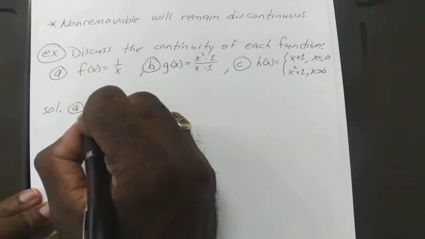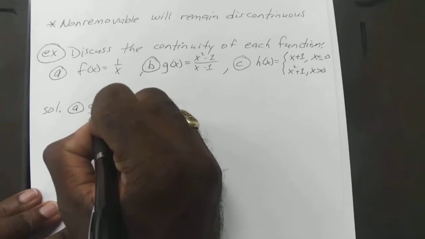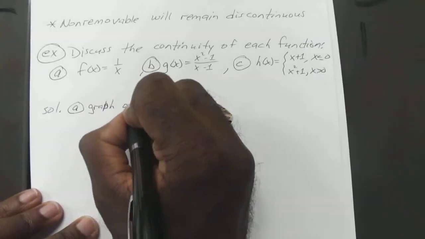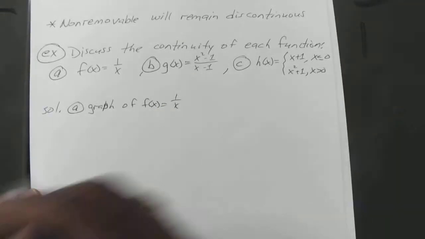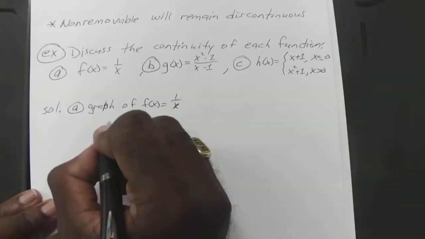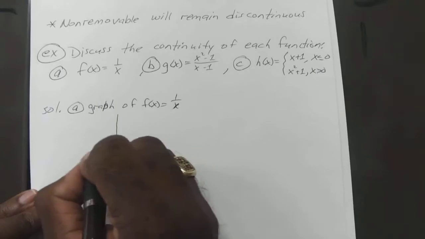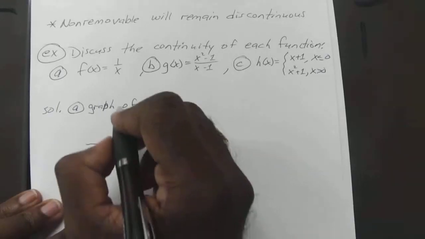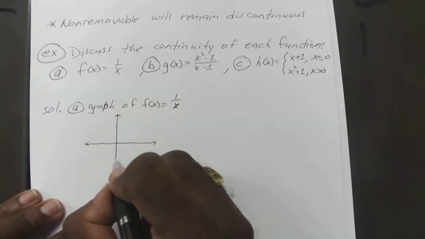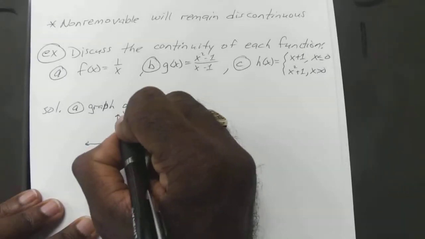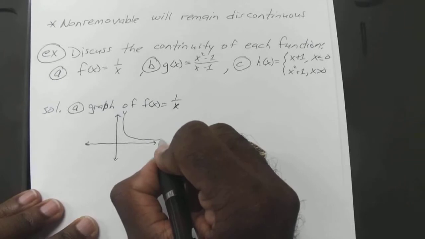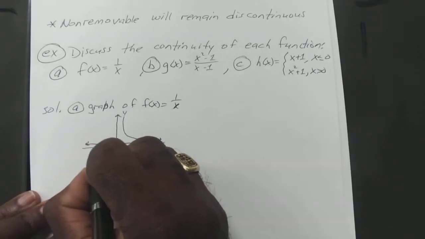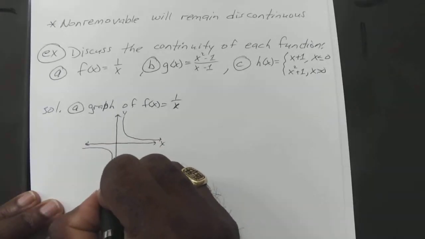Okay, so if you look at the graph of f of x equals 1 over x, it kind of looks like this. You have your x, you have your y. It goes this here, and kind of like that there.